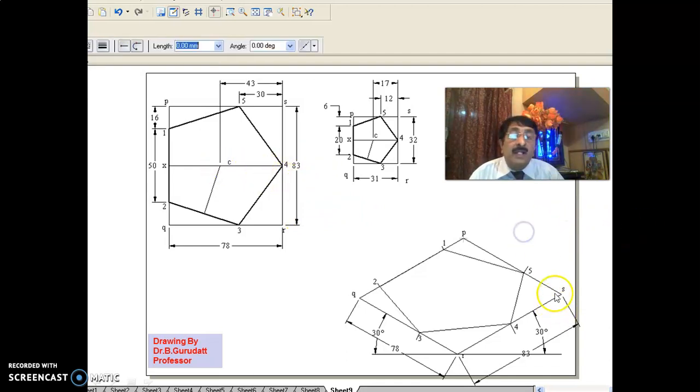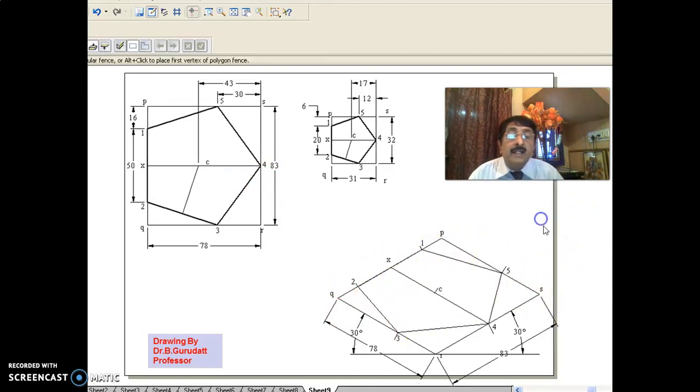Then you draw 4x line. That is, you complete the bottom surface light. Don't darken it. 1, 2, 3, 4, 5. You make it light. Then you draw this 4x line parallel to PS, because this is parallel to this. Okay. You draw this line, 4x line, parallel to this.